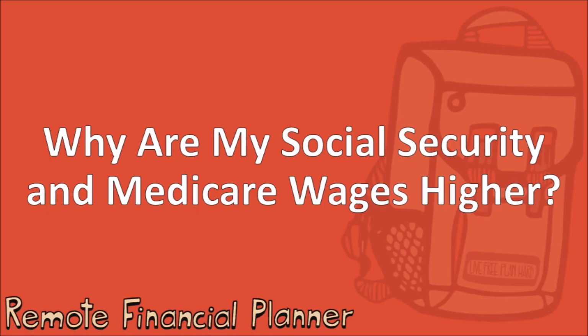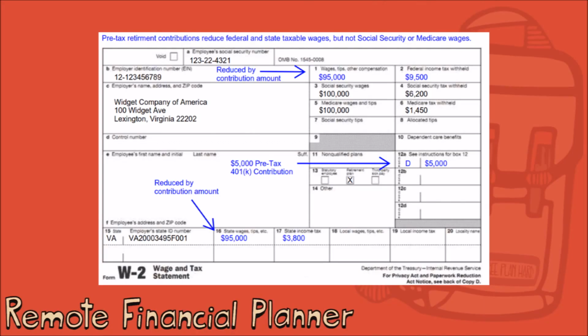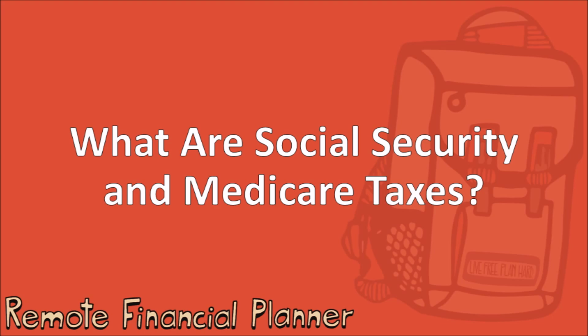And the next question I hear a lot is, why don't these numbers match up? My Social Security and Medicare wages are higher than my other wages? The most common reason for this variance is pre-tax contributions to retirement plans like 401ks and 403bs. These contributions reduce your wages for federal and state tax purposes, but not for the calculation of Social Security and Medicare taxes. So invariably, this answer always leads to, so what are Social Security and Medicare taxes?